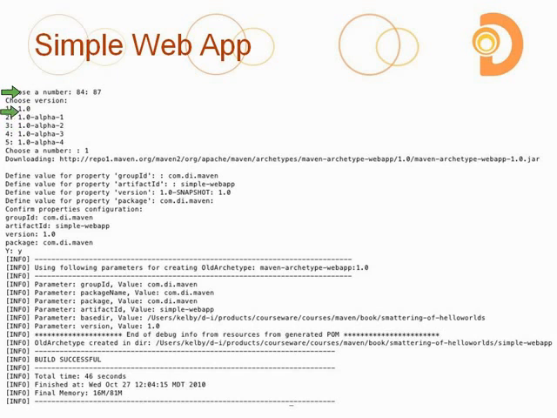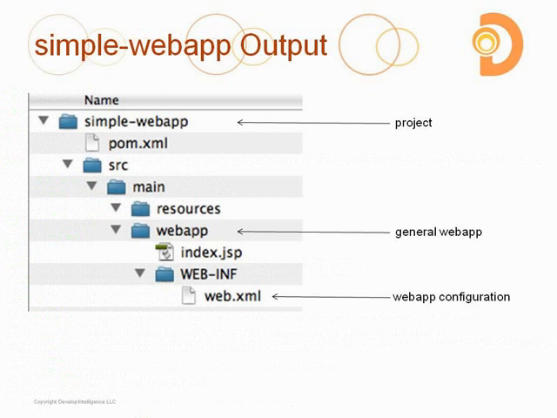And then you'll see, it's going to go ahead and download the archetype for a web app. It's going to ask me all this information relating to my project coordinates. And then it's going to go ahead and snapshot and build. I'll show you the output. It's going to build what would be a simple web-based application in Java for me.